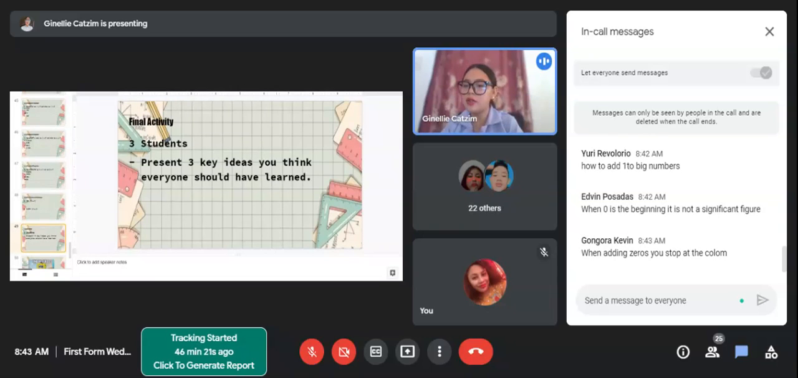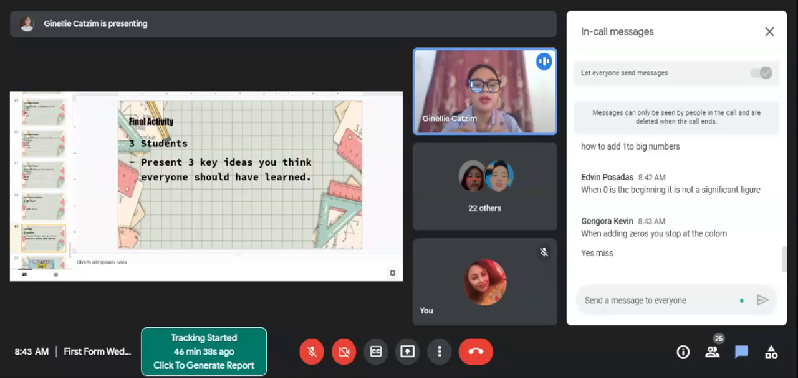When adding zeros, you stop at the... What you meant, Kevin? Oh, you mean at the decimal place, right? If we have a big number and we have a decimal place, yes, we stop filling out with zeros before the decimal place. We did not keep doing so after the decimal place. So that's a very good idea that you all should have learned.